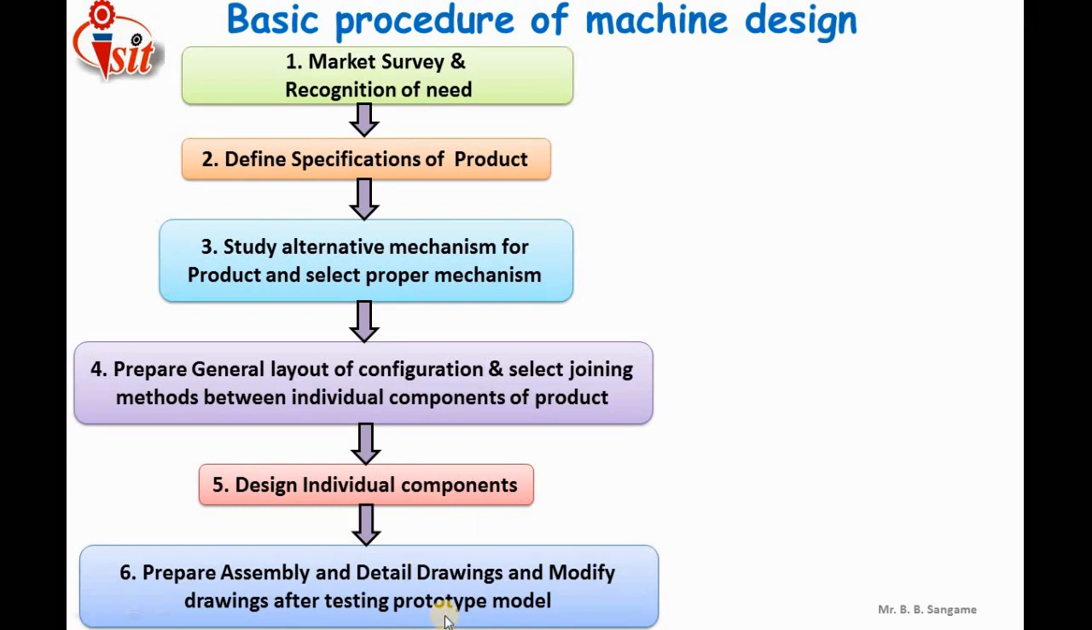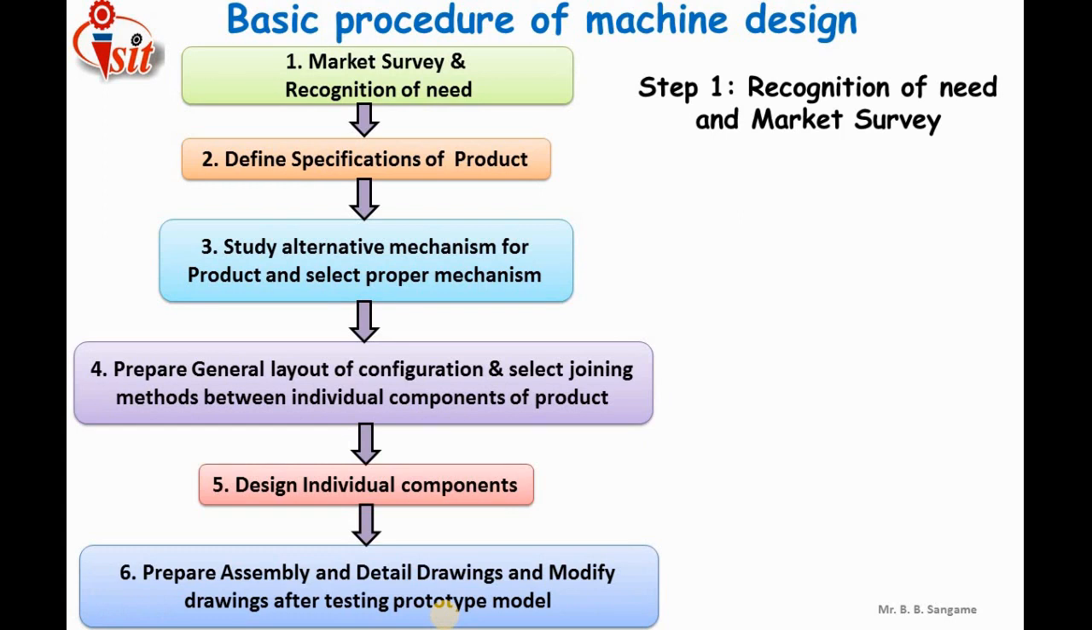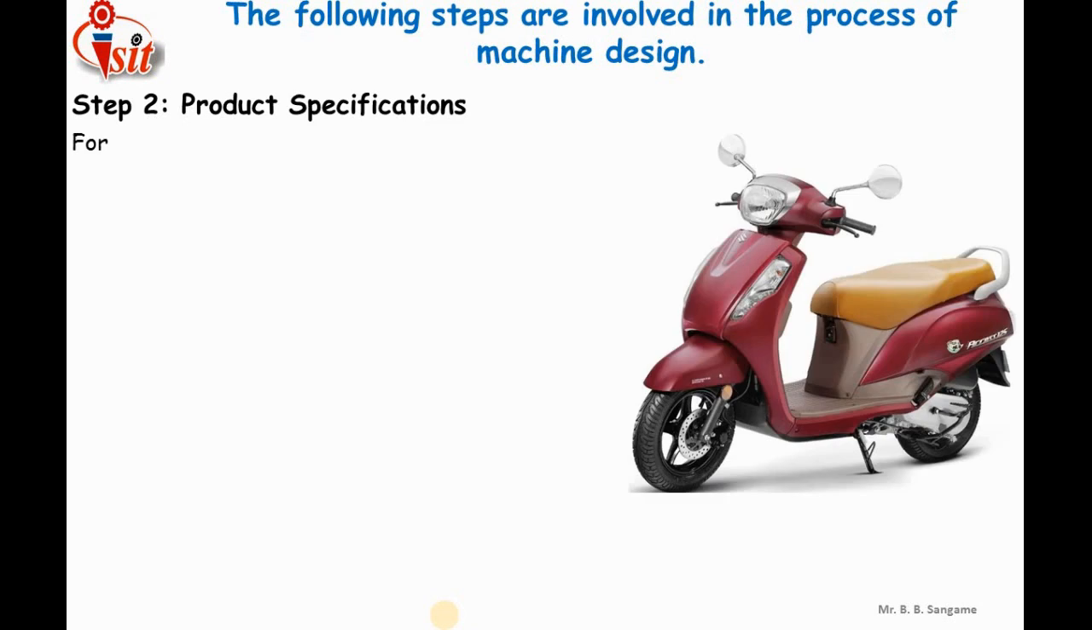Okay, so let's see the first step, that is recognition of need and market survey. At this stage sometimes the customer may come to the organization or firm which gives the solution to the problem, or sometimes the organization has to do the market survey. He has to identify the need of the customer and convert that need into a technical problem statement. Okay, the next step is specifications. The specification is nothing but the technical description of the product. So let us see, I am going to take the example of a scooter.